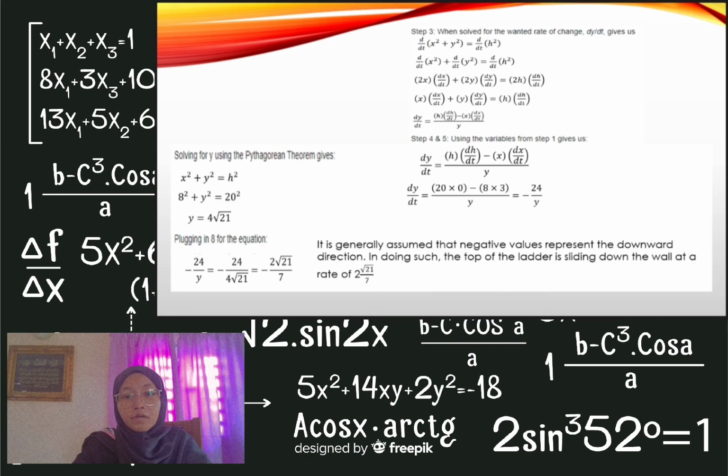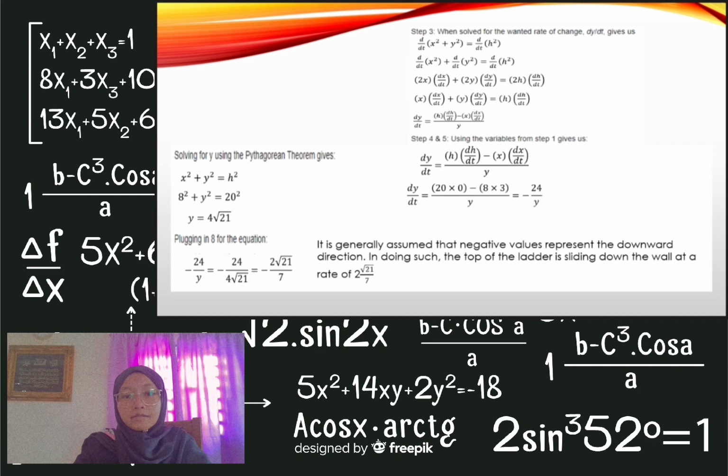Step 3, solving for the wanted rate of change, dy over dt. d over dt of x squared plus y squared equals d over dt of h squared. We split this: d over dt of x squared plus d over dt of y squared equals d over dt of h squared. And then we differentiate x squared to 2x dx over dt plus 2y dy over dt, equals 2h dh over dt.